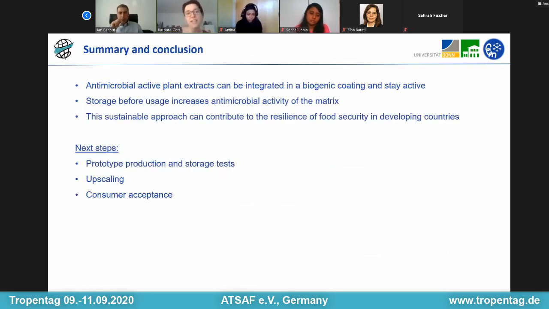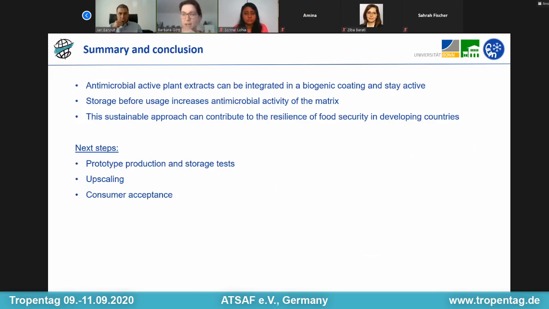So as a summary and a conclusion, we can say that antimicrobial active plant extracts can be integrated into a biogenic coating and are still active after a certain time of storage. But storage before usage increases the antimicrobial activity of the matrix, which might be due to the migration to the surface to be active. And this sustainable approach can contribute to the resilience of food security in developing countries because they can produce it in their country with their local materials.